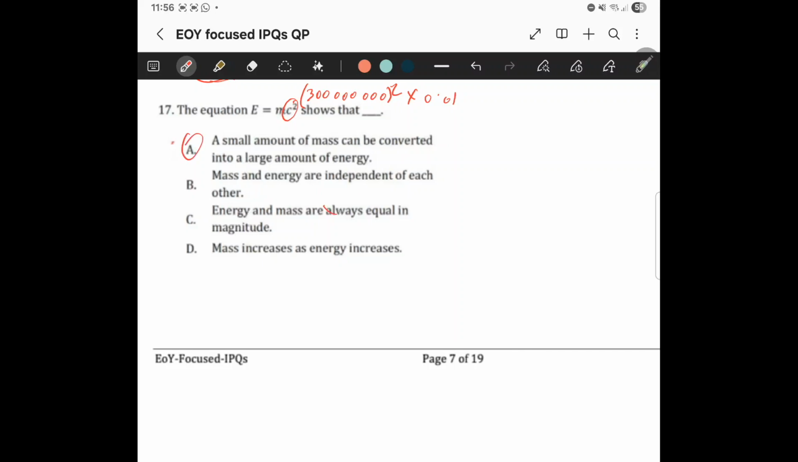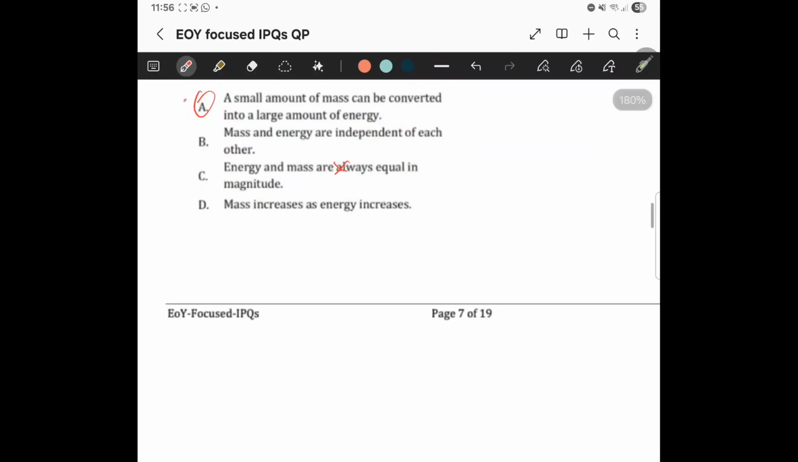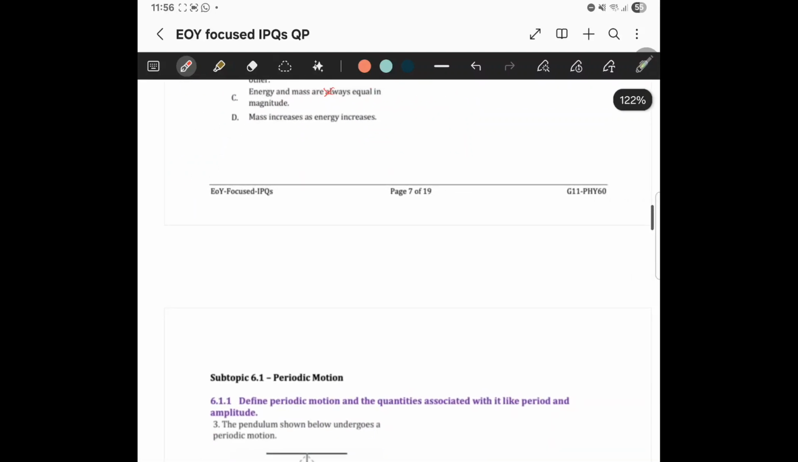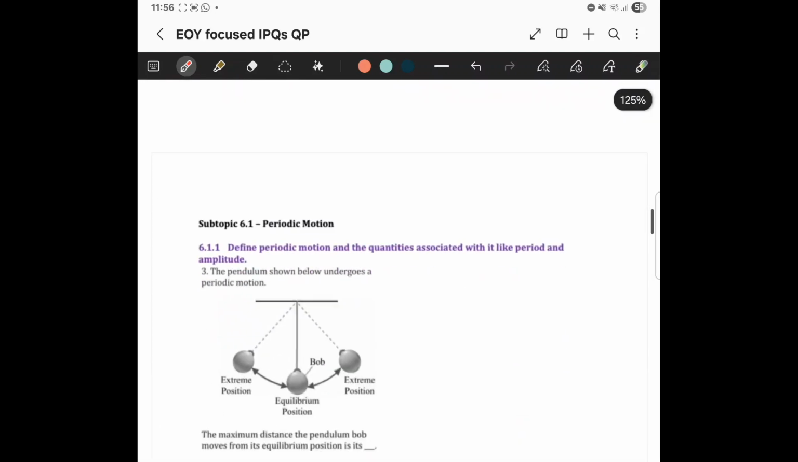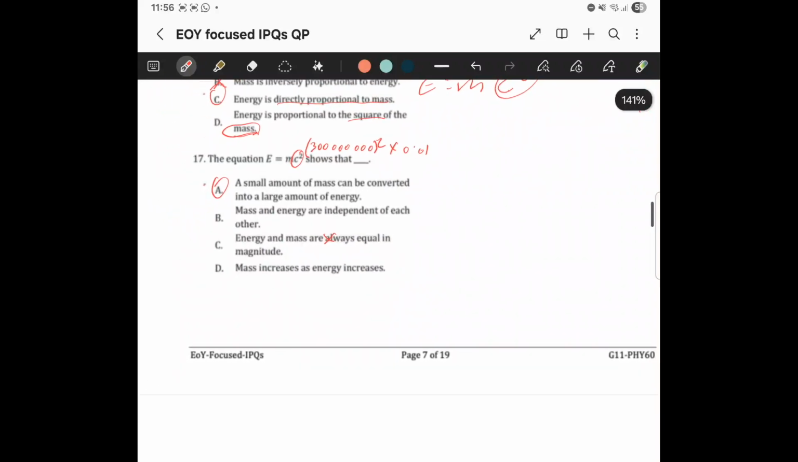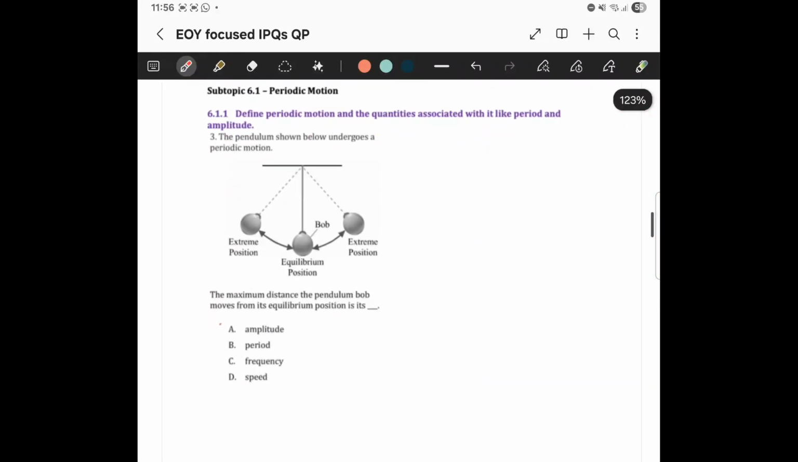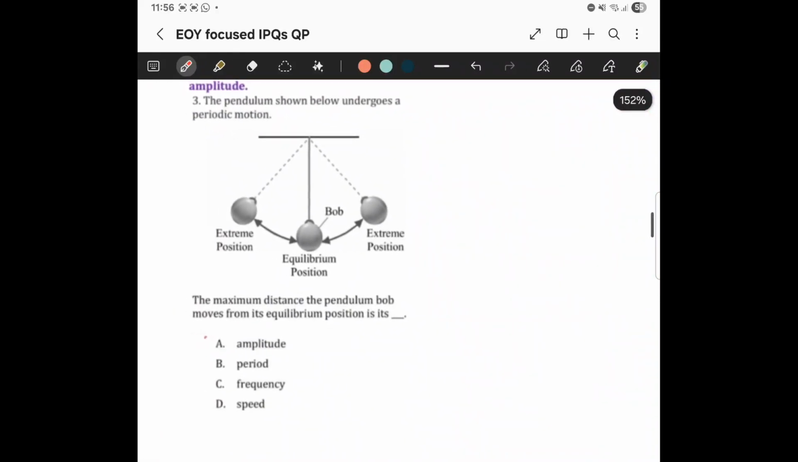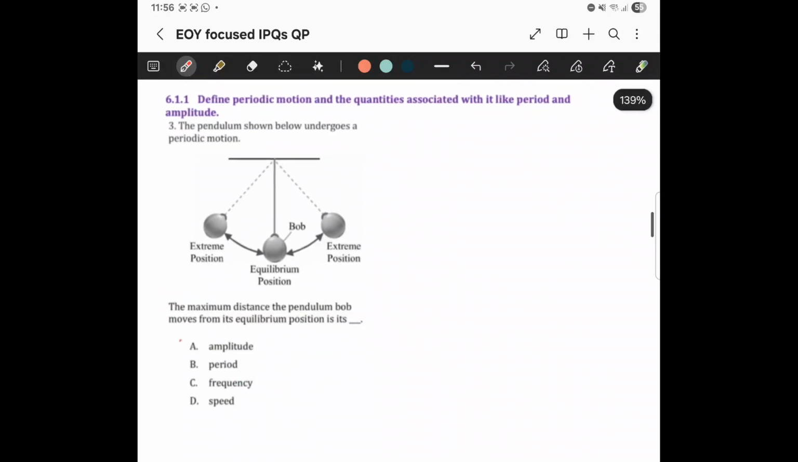They're not equal in magnitude because clearly the energy is going to be bigger since you're multiplying by c squared. Mass increases as energy increases. Well, the energy increases as mass increases, actually. That's a better answer. If there's more mass, you will get more energy as a result. And when you maybe reach grade 12, you'll be dealing with binding energy and the mass defect and things about the atom. So that'll be fun.